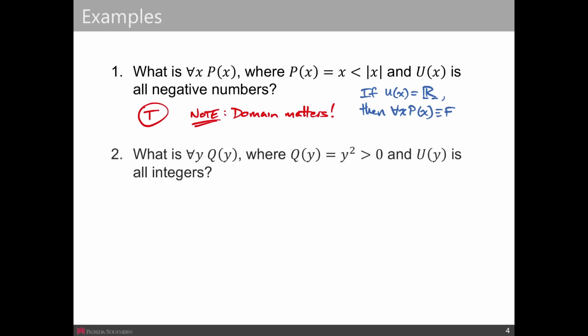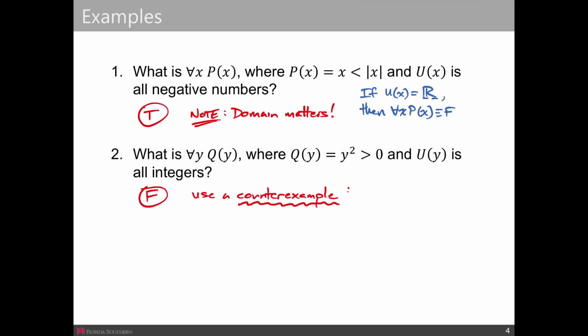All right, example number 2. What is the truth value of this expression for all y, q at y, where q is equal to y squared is greater than 0, and the domain of y is all integers? So it turns out that this is false, okay? And the way that we can prove this to be false is by using what we call a counterexample. A counterexample is one in which q will not be true, and then that means that it's impossible for all values of y to make q true.